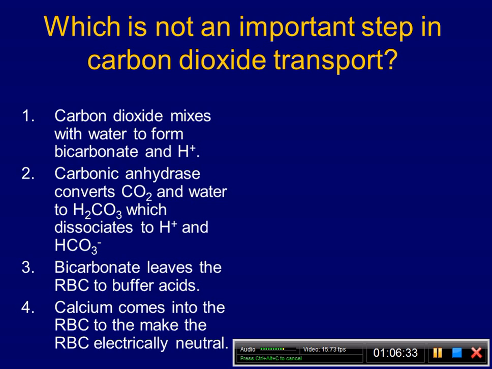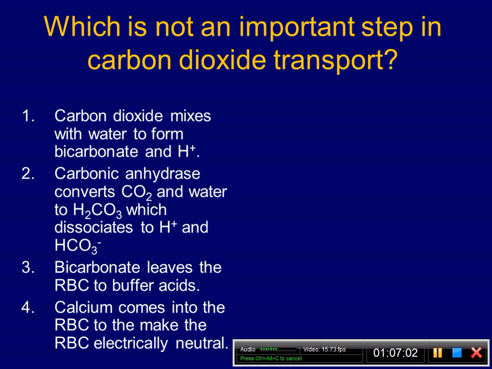All right, next, which is not an important step in carbon dioxide transport. How about number 4? Calcium comes into the red blood cell to make the red blood cell electrically neutral. What shifts in? Chloride. So when bicarbonate goes out, chloride shifts in. So we know number 4 is wrong. Why can't you swap calcium for chloride? Calcium's a double positive, right? So it's totally different than chloride. It's not going to help at all. So number 4 is totally wrong.